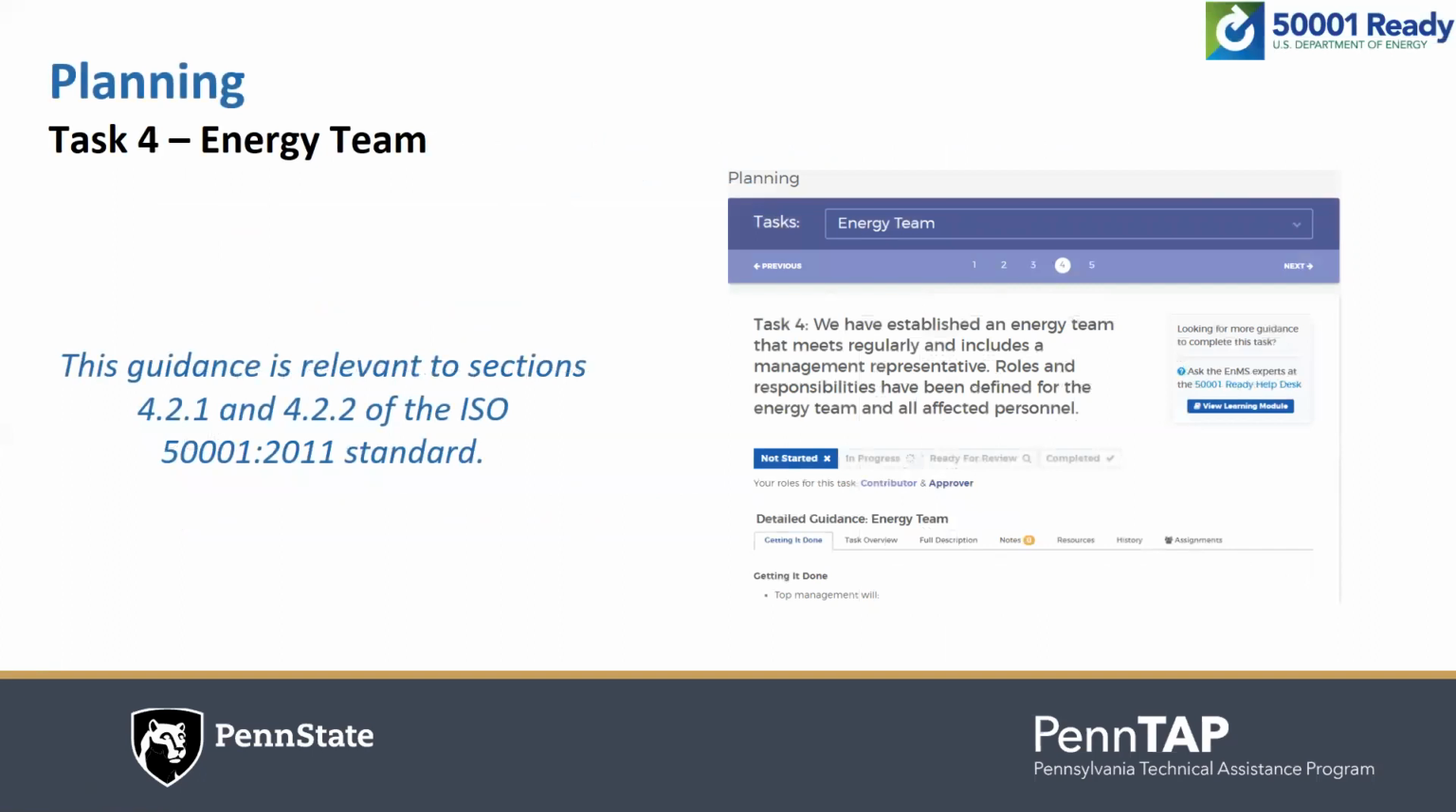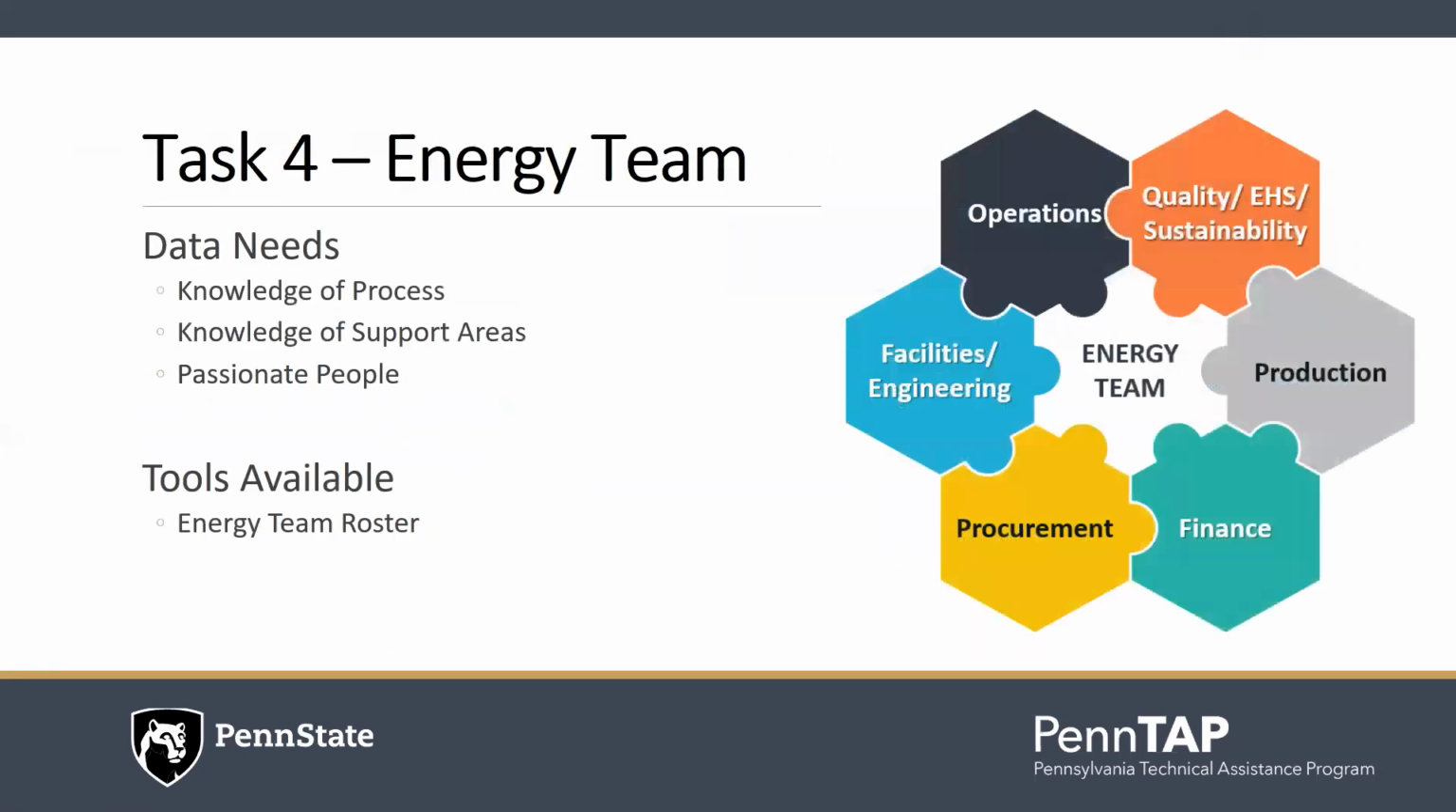Next up will be the energy team. So an energy management system is not something one person at the site can do. You need a whole team of people. And when you're starting with that team of people, you'll need to get input from the operations department. You'll need someone from the environmental health and safety department or sustainability. You'll need people from the production side. You'll need finance. You'll need procurement. And you'll need the facilities or engineering team.